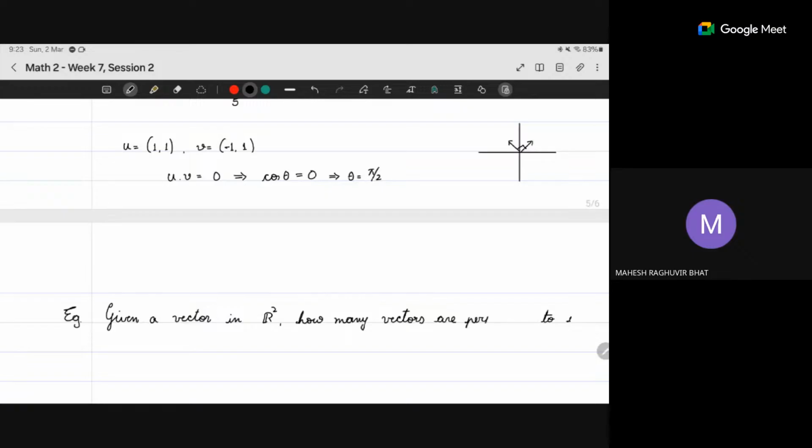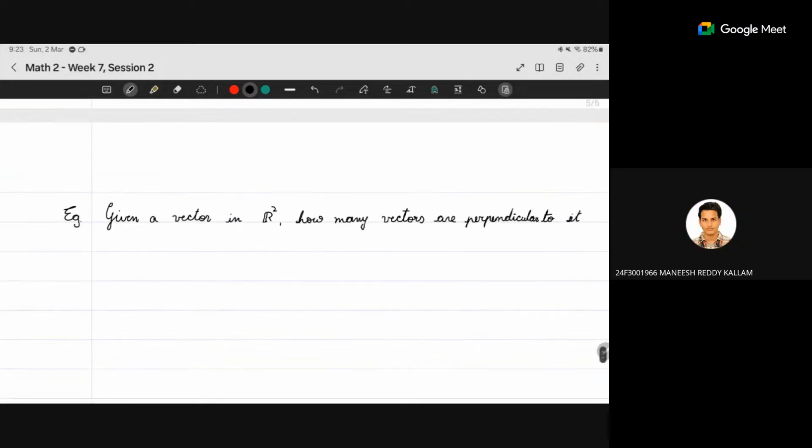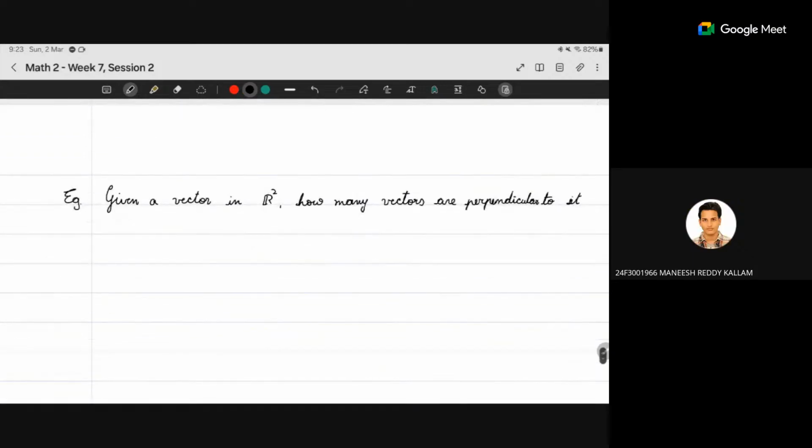So perpendicular means the angle between them is 90 degrees. Vectors always start from the origin, and orthogonal is the same thing. Sir, two, I guess. There's one, there's two, there's infinitely many. No, one. So let's take a particular example. Suppose V is equal to 1, 0. What are all the vectors which are perpendicular to V?